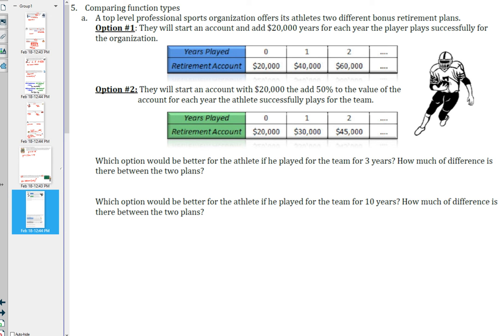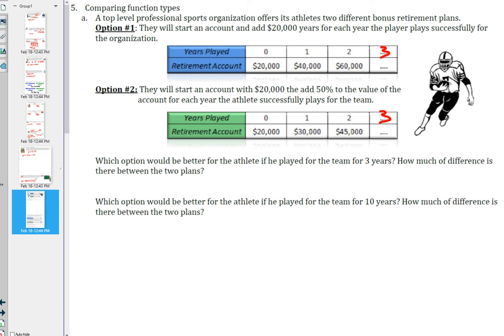Which option would be better for the athlete if he played for the team for 3 years? And how much is the difference between the two plans? Because they want to know 3 years, I'm already almost there. The next blank would be 3 years. Why don't we do, instead of finding this explicitly, let's just find it recursively.